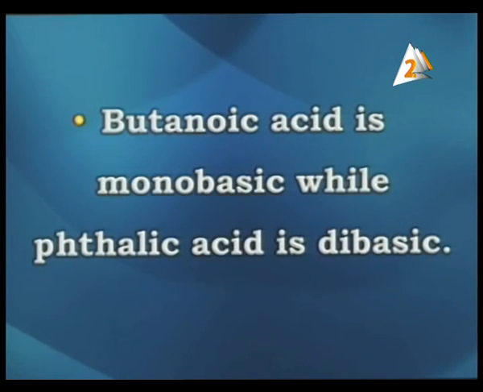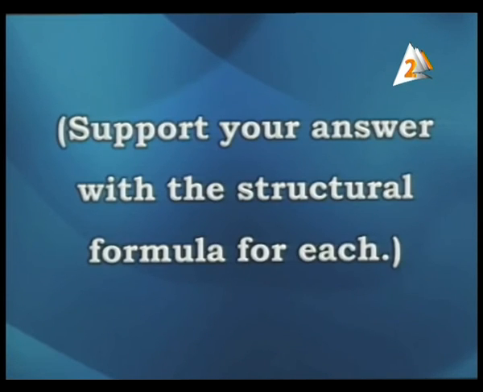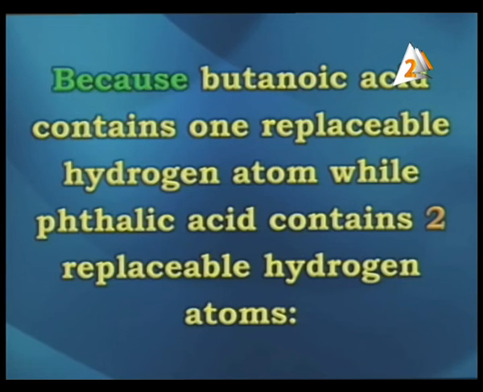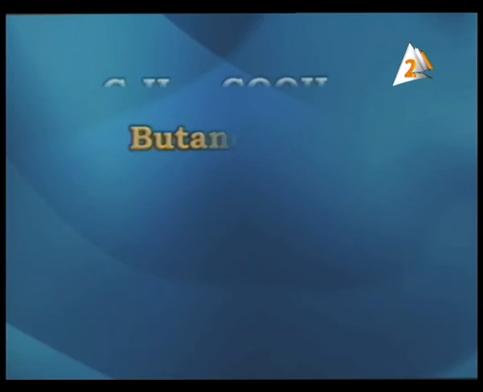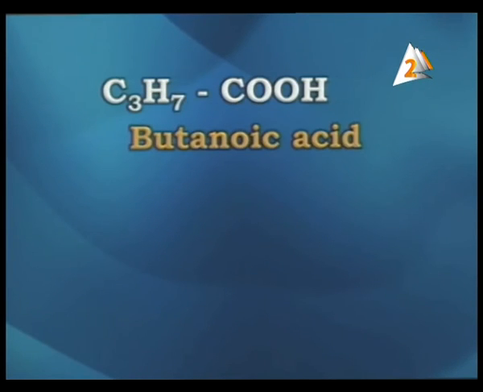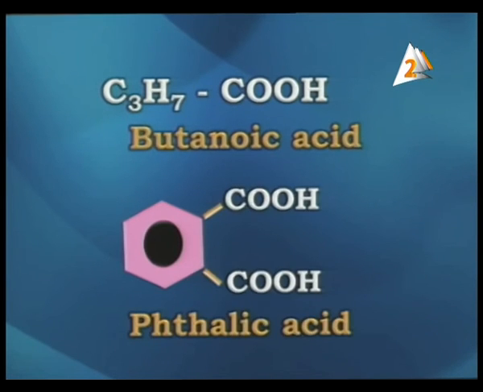Next point, butanoic acid is monobasic while phthalic acid is dibasic. Support your answer with the structure formula for each. Because butanoic acid contains 1 replaceable hydrogen atom while phthalic acid contains 2 replaceable hydrogen atoms, as shown on the screen. This is the structure formula of butanoic acid, C3H7COOH, and here a benzene ring attached to carboxylic groups on 2 adjacent carbon atoms gives phthalic acid.